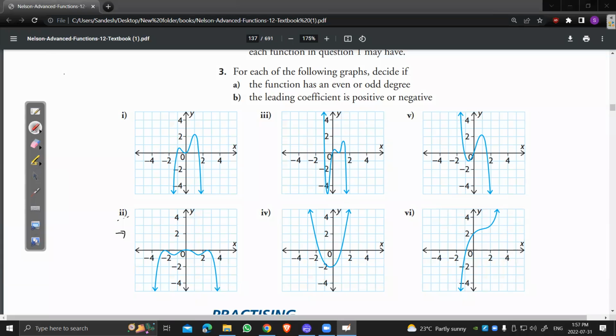Same thing for the quadratics as well. If you see these guys going up, it's positive. If it's going down, it's negative. Okay. Even degree, guys.